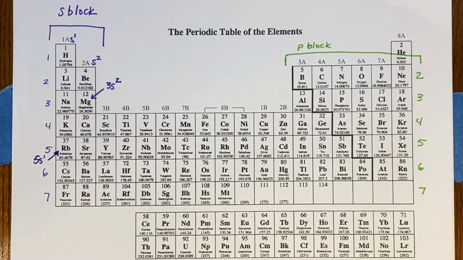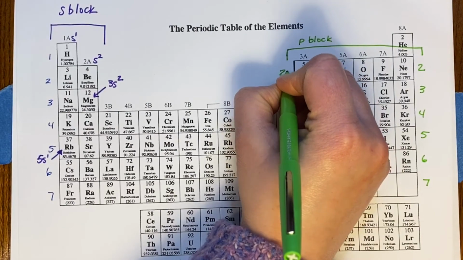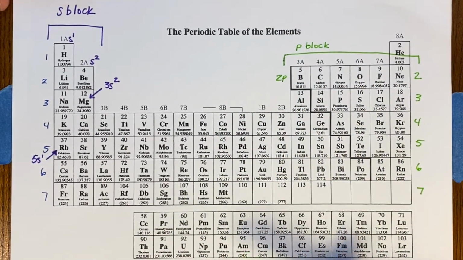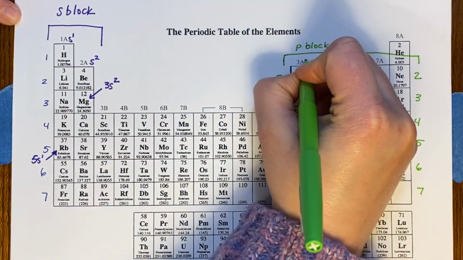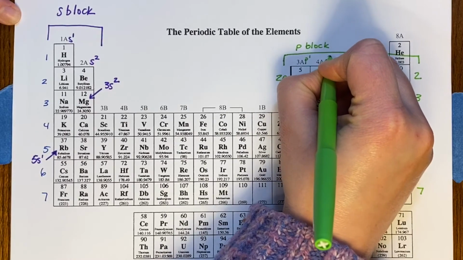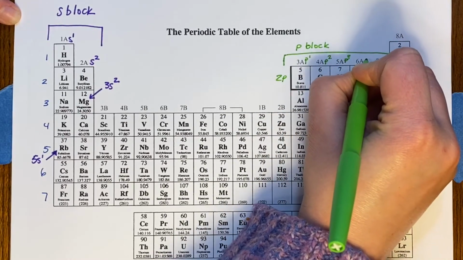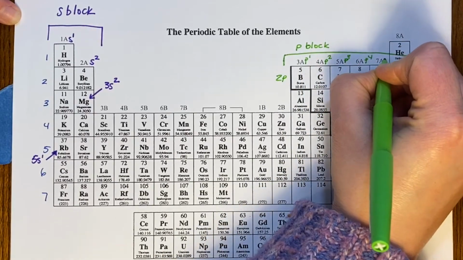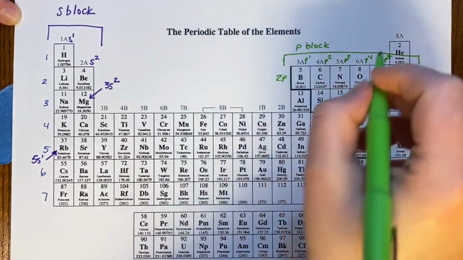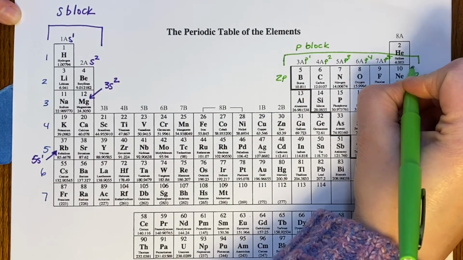All of the elements in group 3A correspond to where I'll be placing the first electron into the p orbital. So this is where I will start placing electrons into my 2p orbitals. All of my elements in group 3A will have an electron configuration that ends in p1. For group 4A, it's p2. For group 5A, it's p3. For group 6A, it's p4. 7A is p5. 8A, it's going to be p6.